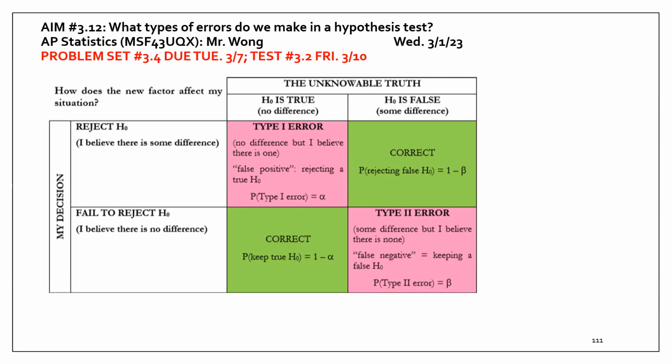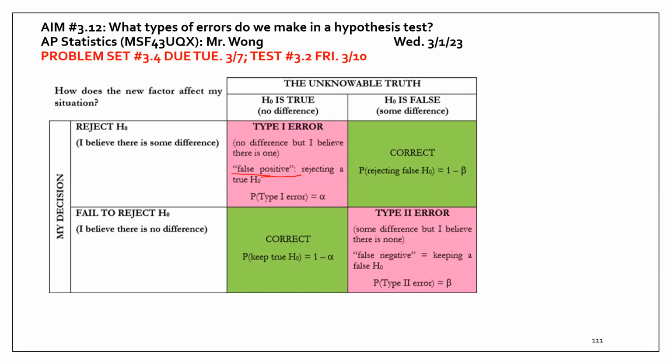So we define a type 1 error as essentially a false positive. So let's take a look at the top left corner here, and let's note what a false positive means. A false positive means that we are essentially rejecting a true null hypothesis. So a false positive here means that you are rejecting a true null hypothesis. What does that mean? It means that there is no difference, but you thought that there was one.